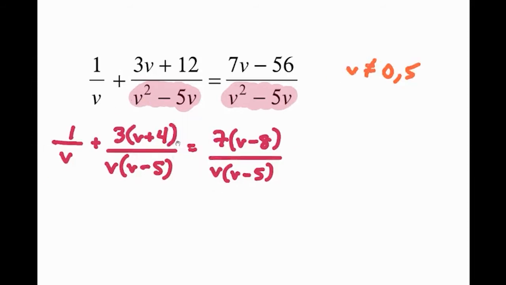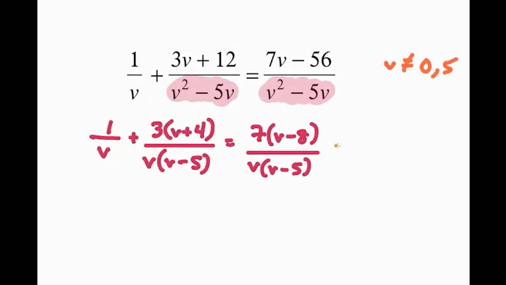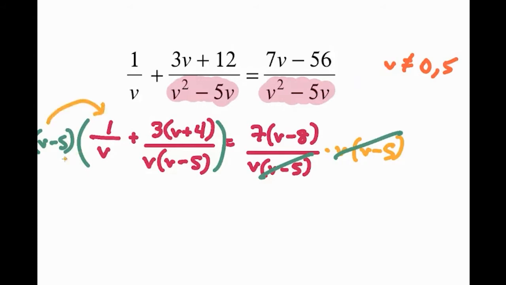All right, so you're going to need to multiply by all of the denominators. In this case, you're going to have to multiply by v and v minus 5, because if you notice, there's a v here, a v here, a v minus 5, and then a v times v minus 5 there. So we want to get rid of all those denominators, so we're going to multiply both sides by that v times v minus 5. Okay, so v times v minus 5 here. This is going to distribute to each of these.